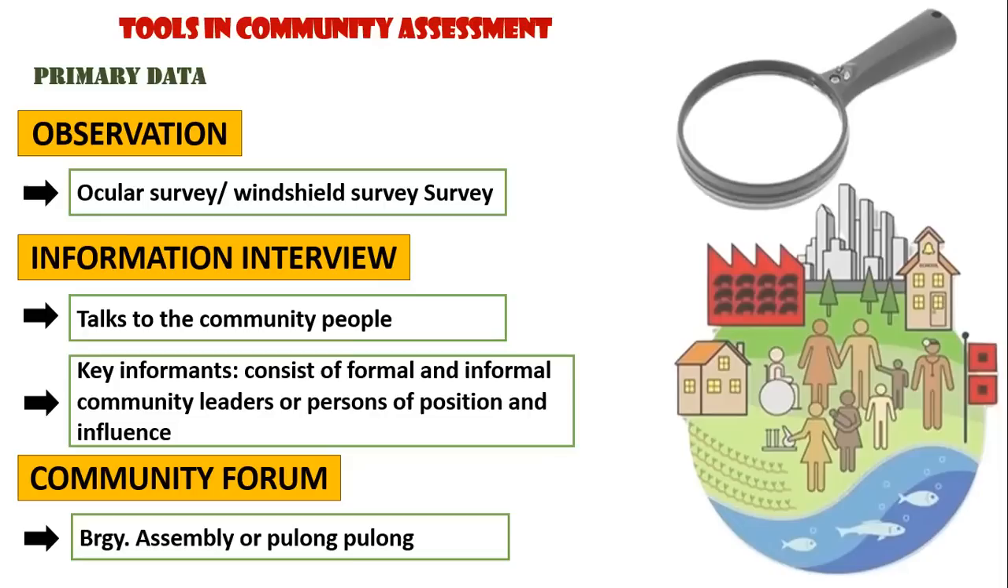Next, we have the information interview. This is where we enter the community and ask questions of the community people. So we have key informants here. They consist of formal and informal community leaders or persons with position and influence. So who are these? These are our barangay officials, including our SK officials, and the BHW. They are our key informants.